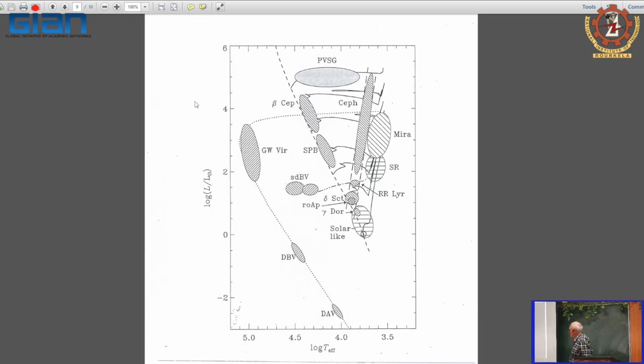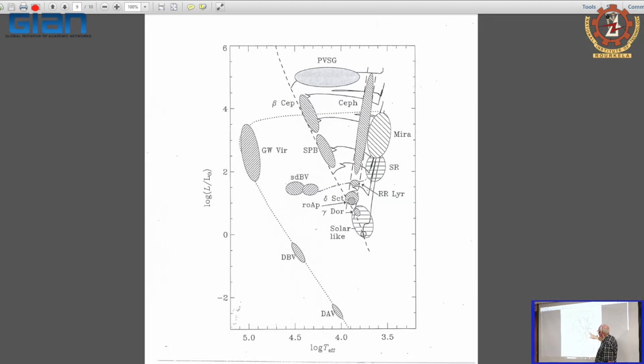Okay. This is an HR diagram where the different classes of stars have been inserted. Logarithm of luminosity against the logarithm of temperature, high temperature on the left-hand side. The dashed line is the main sequence, and the hatched regions are the domains where the various variables are found. The most prominent variables are the delta Cepheids. They are found in a strip indicated by dashed lines here.